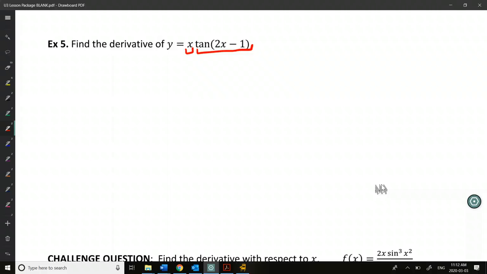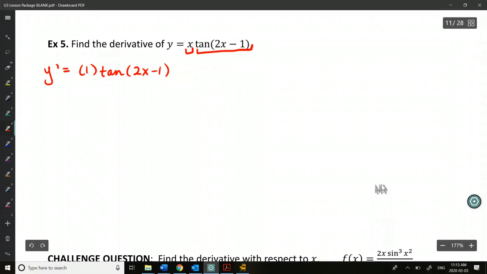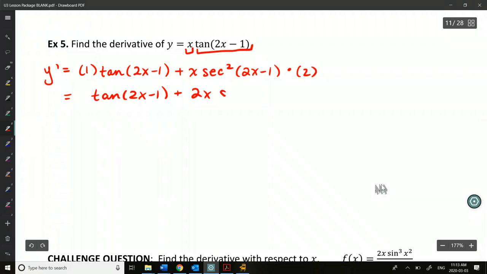Grayston, go ahead. So the derivative of the first one is just 1, so 1 times tan of 2x minus 1. Mm-hmm. And then it's plus x secant squared of 2x minus 1 times 2. Nice. So we'll just clean it up a little bit here. Put the 2 in front, so it'll be 2x secant squared of 2x minus 1. Not too much that we can do with that trig identity wise, so we'll just leave it there.